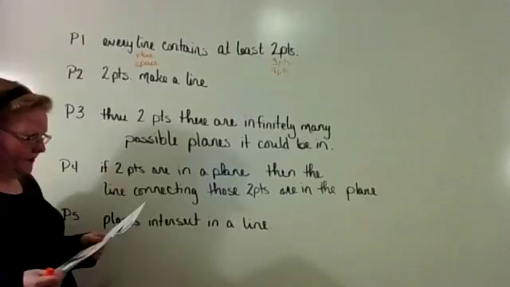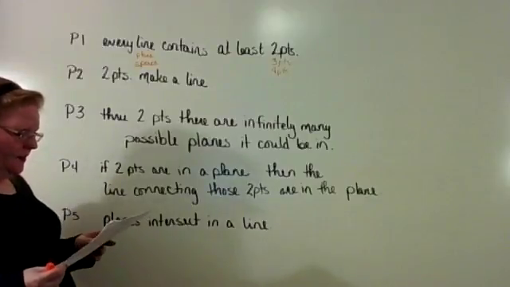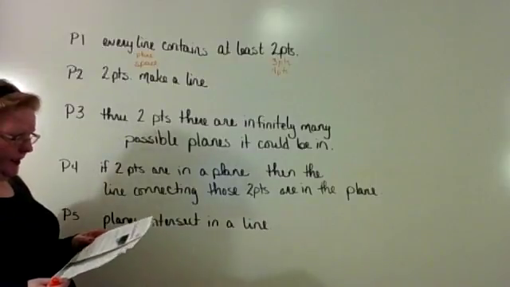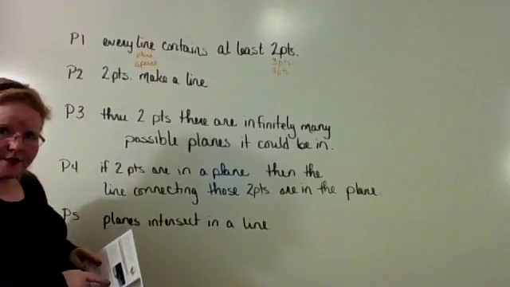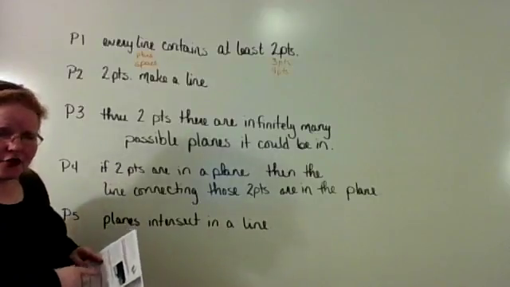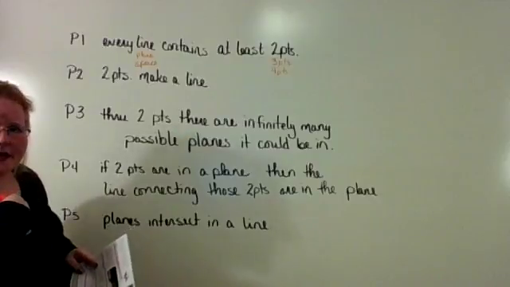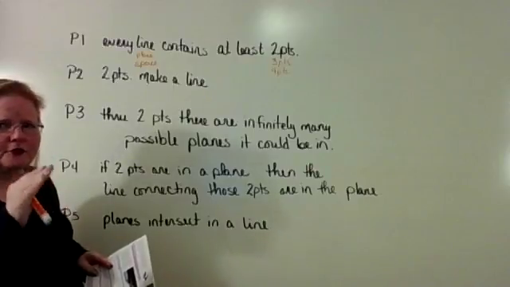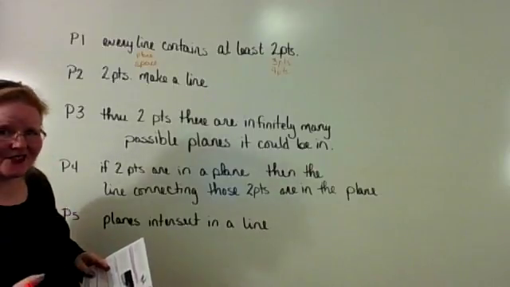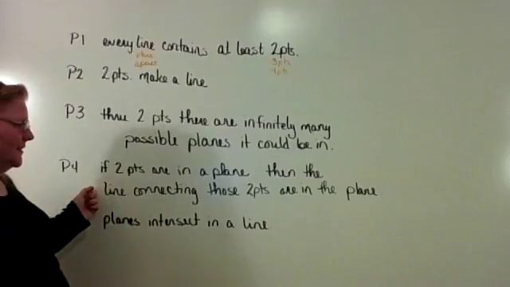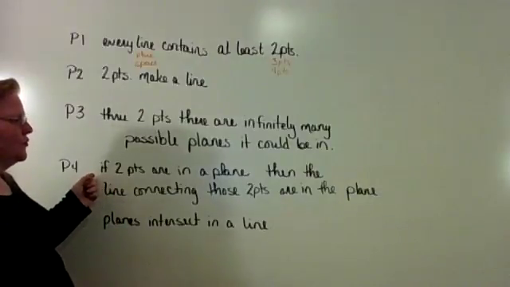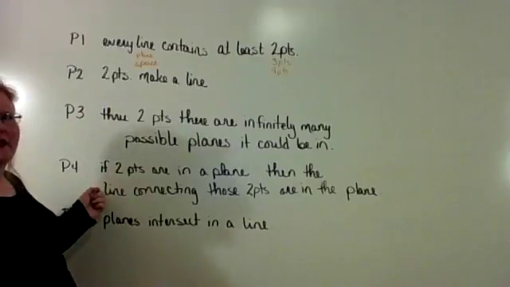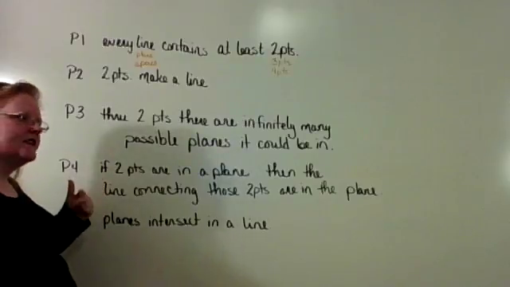Postulate 4. If 2 points are in a plane, then the line that contains those points lies entirely in that plane. Now, see, they're using legal definitions and stuff. Legal exact terminology. I'm not worried about the exact terminology. That's going to be in your head. You'll know. I promise you. You'll know what the exact terminology is if you ever need it. But you need the idea. So if 2 points are in a plane, then the line connecting those 2 points has to also be in that plane. It's an if-then statement.